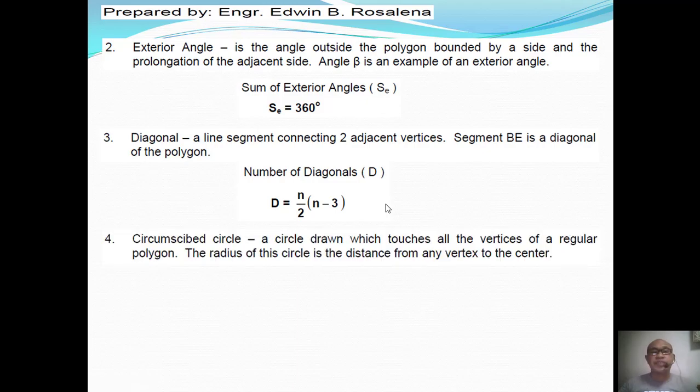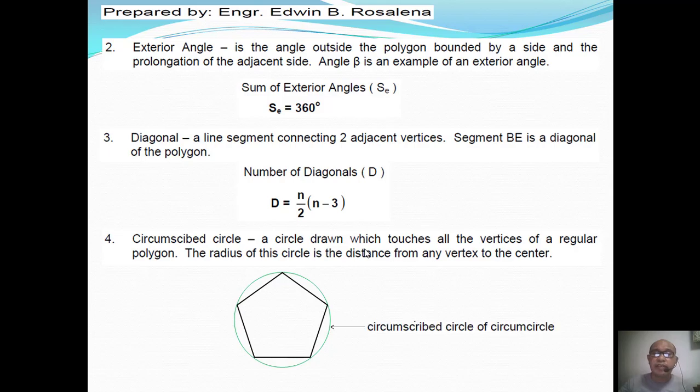We have also the circumscribed circle. When you say circumscribed circle, that is a circle drawn which touches all the vertices of a regular polygon. The radius of the circle is the distance from any vertex to the center. If we have a regular polygon, then we can draw a circumscribed circle. The distance from the center to any vertex is what we call the radius, or the measure of the radius of the circumscribed circle.